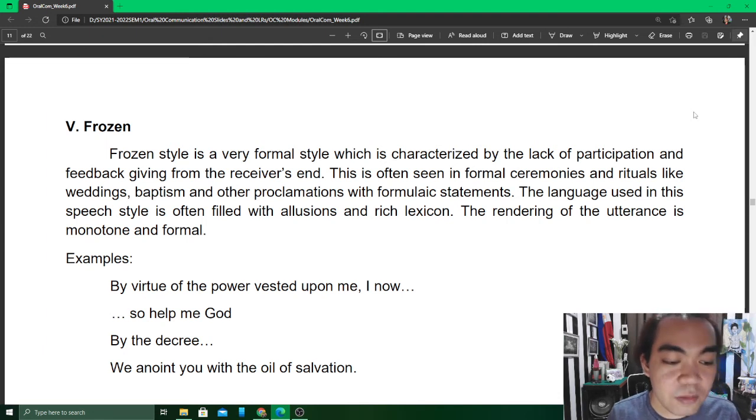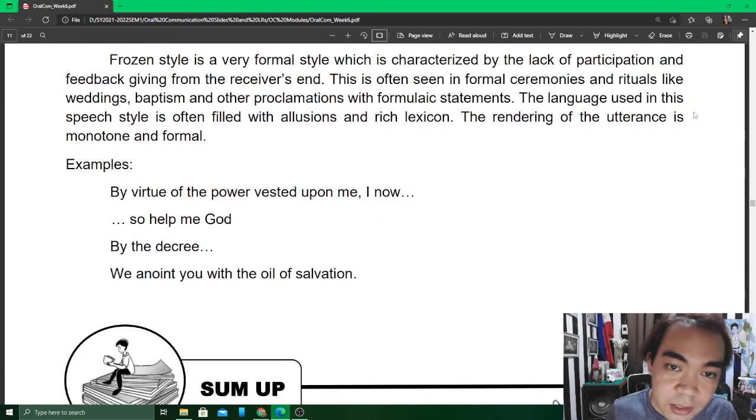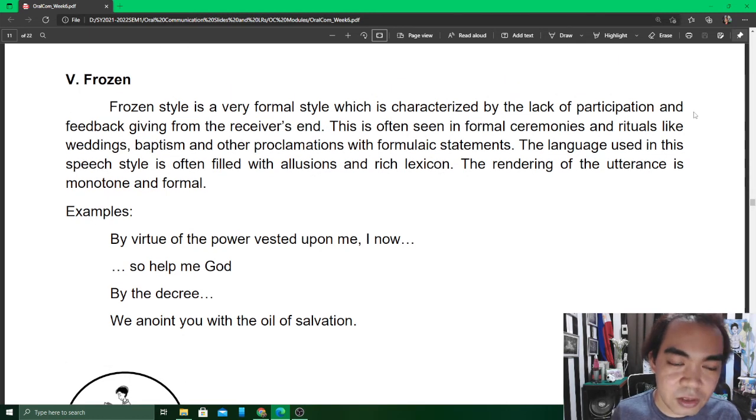Examples here is by virtue of the power vested upon me, I now declare you blah blah blah, so help me God, sa mga panunumpa, diba? By the decree, we anoint with the oil of salvation and etc. So frozen siya because of the fact na formal siya, kag established na siya. Meaning ara na siya daya.